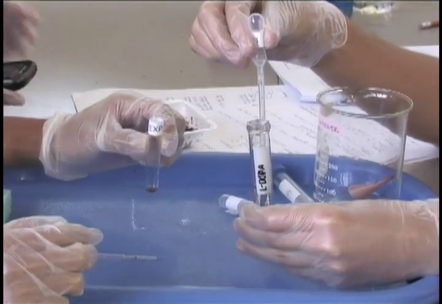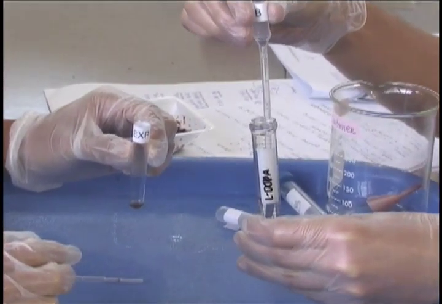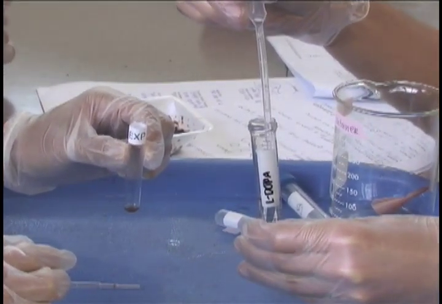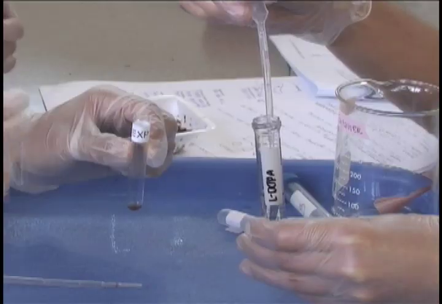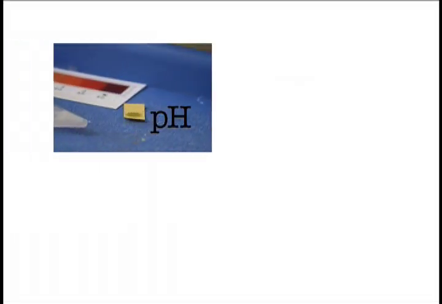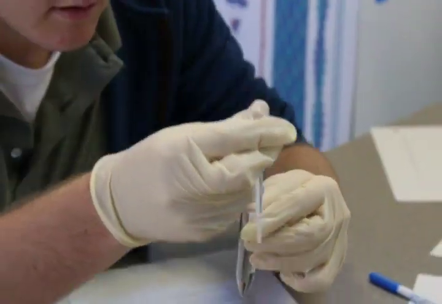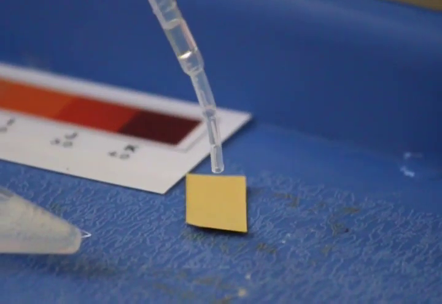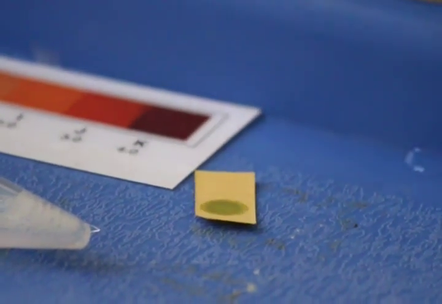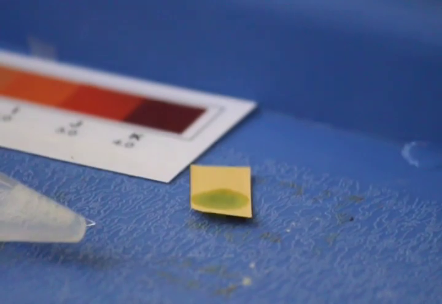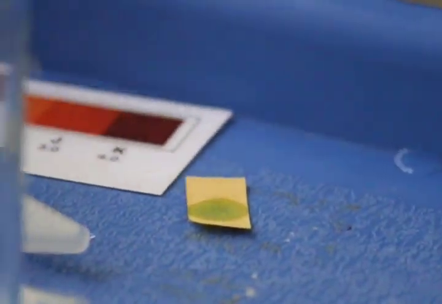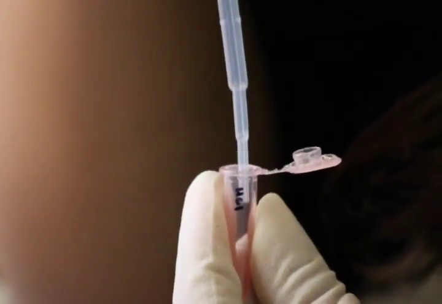Next, you will be conducting one experimental trial. This means you'll be repeating the process, but with other variables added in. You can choose one of these trials: pH, temperature, or the use of an inhibitor. For pH, begin with putting 2 milliliters of L-DOPA into a test tube. Take 1 drop of that and place it on pH paper. If you're wondering what pH is, it is a measure of acidity or alkalinity. Determine the pH and record it down.